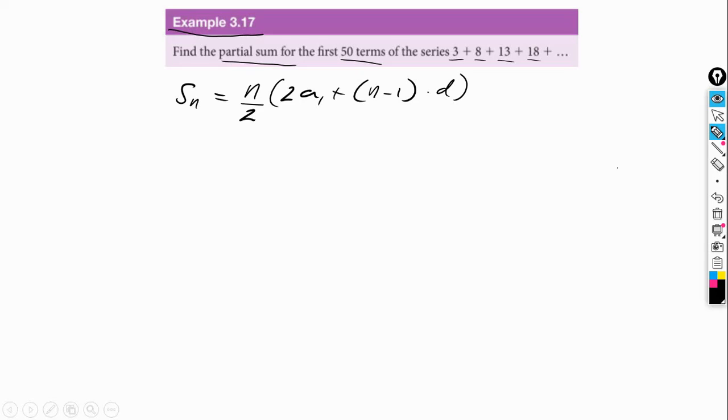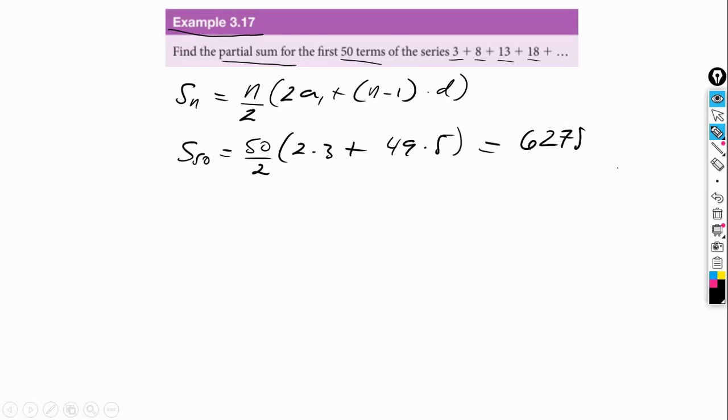So that means that the partial sum for the first 50 terms is going to equal 50 over 2, and then 2 times 3 plus 49 times 5. And then if we do the math here, this is going to give us again 6,275.